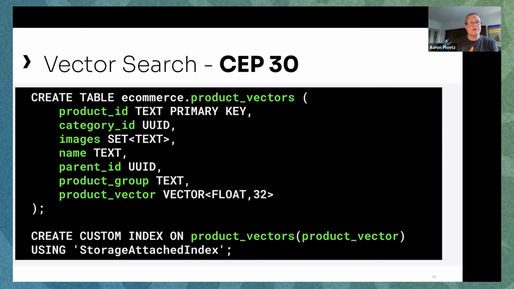And then, of course, you're also going to want to create a custom index on that vector column. And this is where we're using that storage attached index that we actually just talked about with a prior CEP.